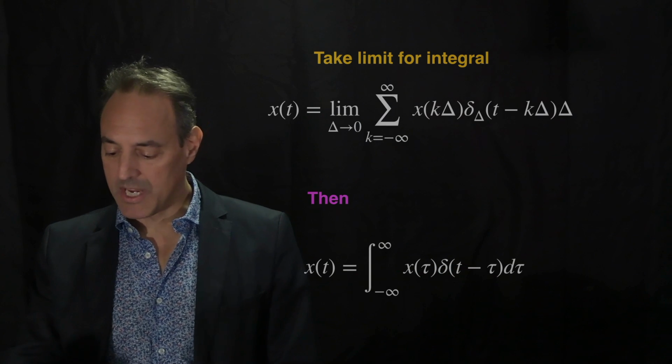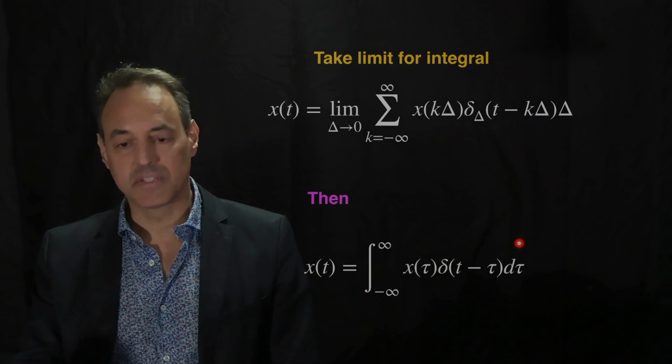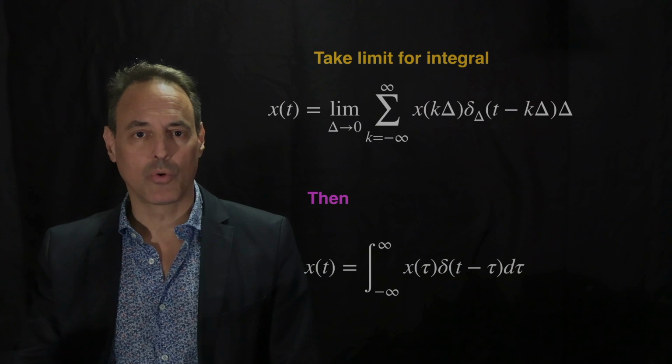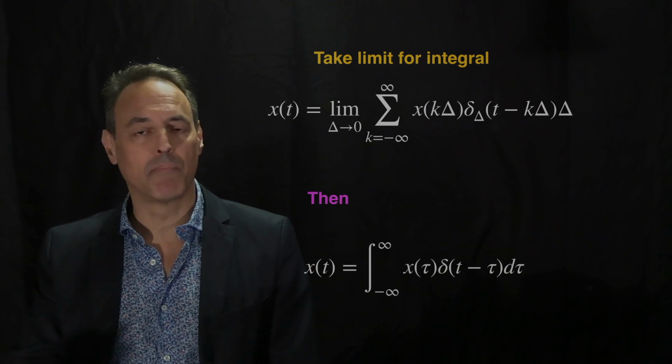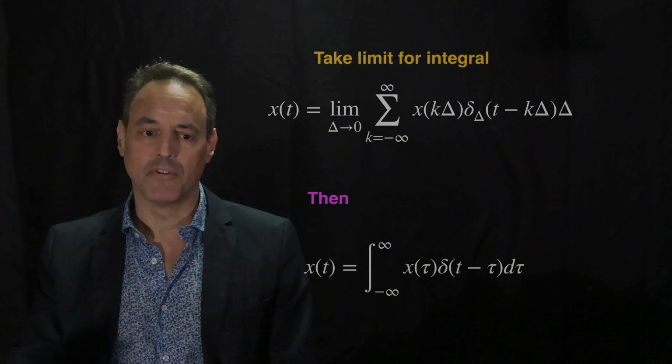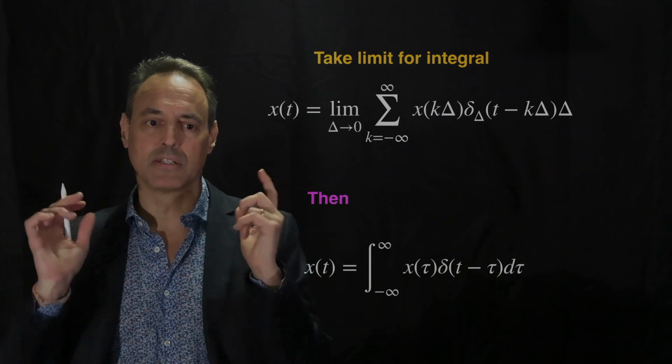So you see right here, I've recovered the sifting property that is so critical both in the discrete case and the continuous case. This is the most important property of the delta function, is its ability to sift out a value.